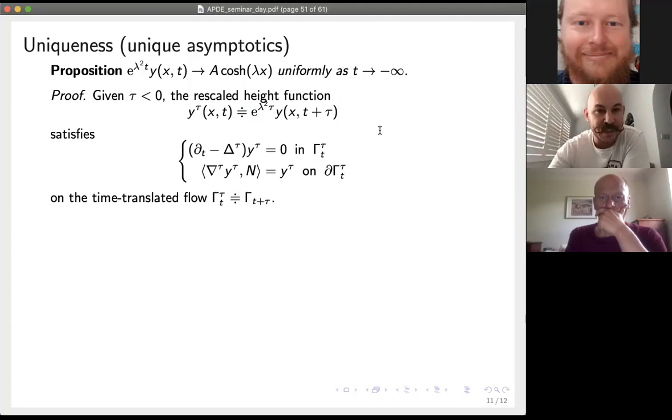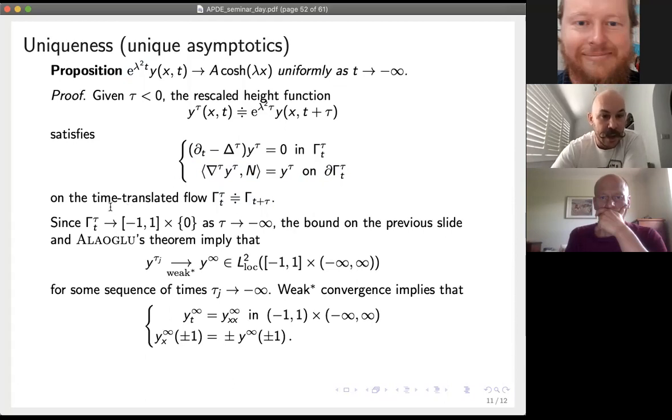I always have this problem dealing with negative time. Anyway, what you can easily observe is that this height function satisfies the heat equation. Coordinate functions satisfy the heat equation under mean curvature flow. And it satisfies this nice boundary condition as well, which just comes from the free boundary condition. So that's quite nice. Since we know that our translated flow, as tau goes to minus infinity, converges in the smooth topology to the stationary bisector, the flow converges to just this fixed flow.